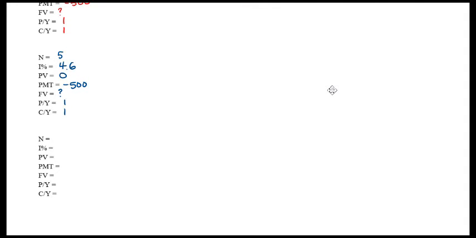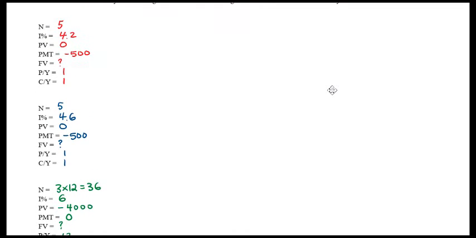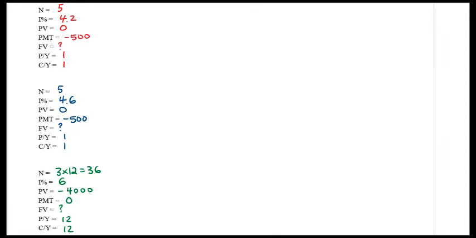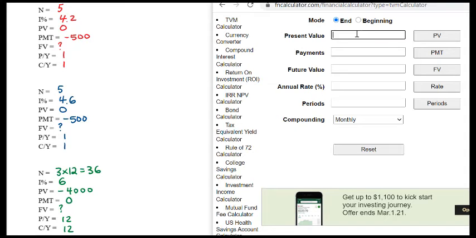It is for 3 years monthly, so it's 3 times 12, 36. Interest rate is 6%. Present value, this time, is not a regular payment. It is a one-time payment of $4,000, so the present value is 4,000 and payment is 0. Future value unknown. Since it is monthly, it will be 12 and 12. So we have all this information, and let's put it into the financial calculator.